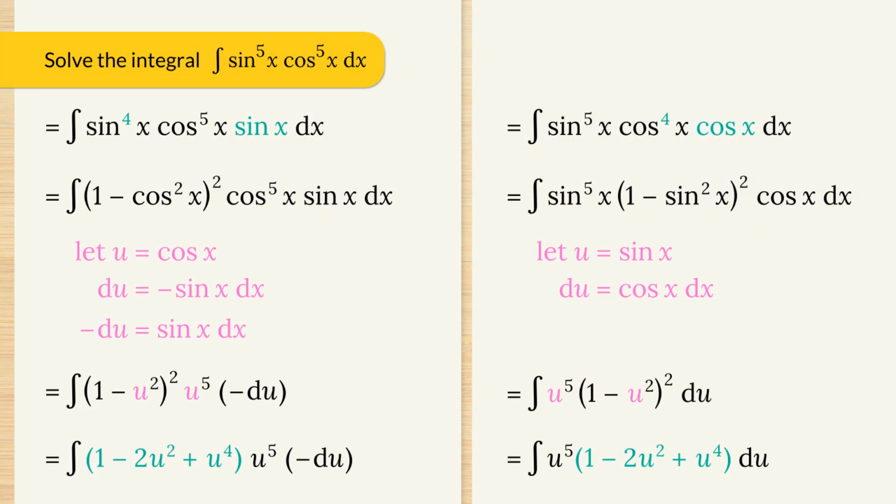Which method do you prefer? I prefer the method that lets u equal to sin x in order to avoid that negative sign. When we do u-substitution, sin x differentiates to cos x, but cos x differentiates to that negative sin x.